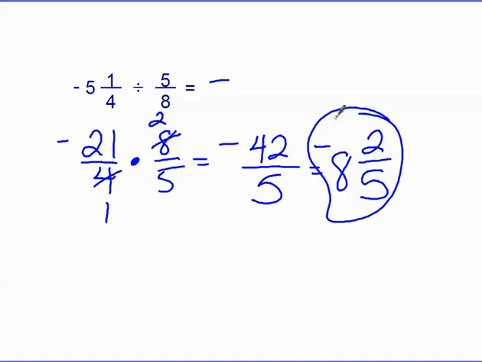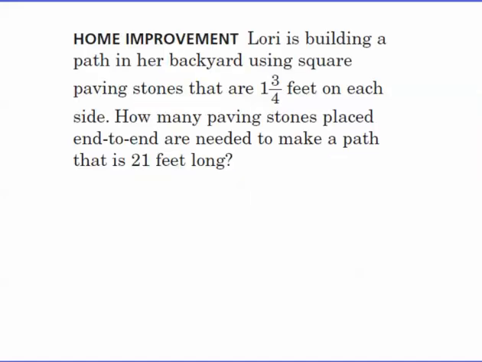Simple as that. Now, in the real world, you're not going to be given a math problem like this. You're really not. They're not going to give you one of those. It'll be something more like this. So let's see if we can do this one. It says Lori is building a path in her backyard using square paving stones that are 1 3/4 feet on each side. How many paving stones placed end to end are needed to make a path that is 21 feet long? Well, the first question I ask about this one is what's important?